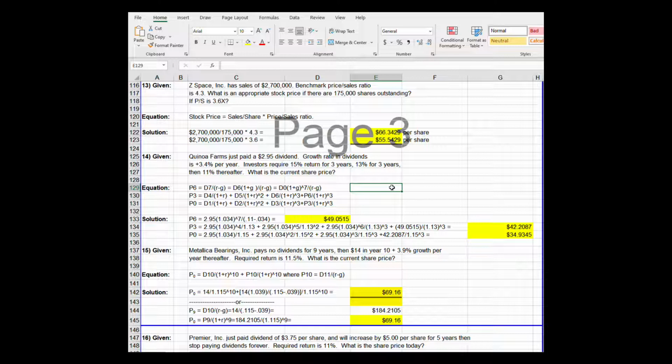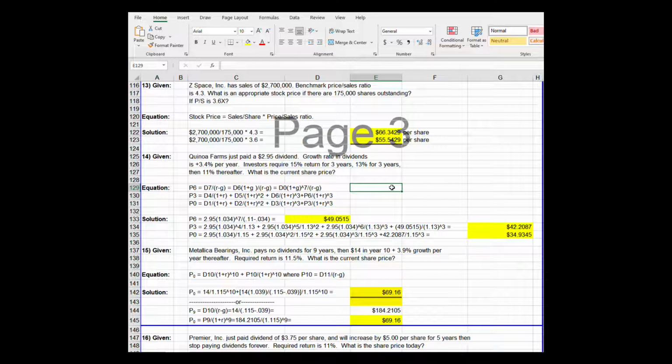So first I start at P6, and that's the point where the R's change. Required returns go from 15% for 3 years down to 13% for 3 more years. Then they finally change to 11% after the 6th year. So I go out there and calculate price 6, which takes into account all those dividends beyond year 6.